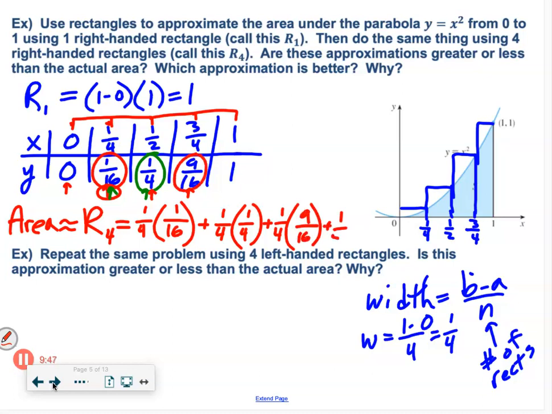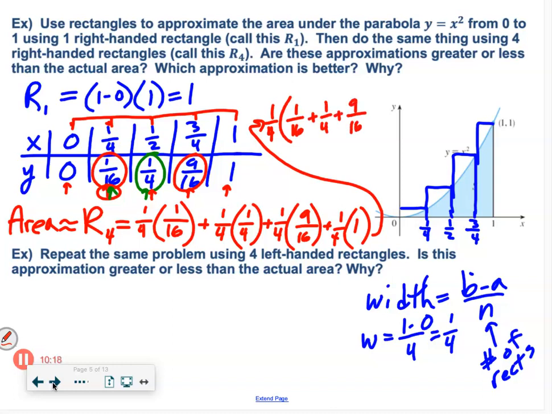And then the last y value here and here, you pick the one on the right. One of the other things that you're going to get used to as you work these problems is if all of your rectangles have the same width, then you can just write the width once and factor it out. For space, I'm going to say that this is the same as 1/4 times (1/16 plus 1/4 plus 9/16 plus 1). That's our R sub 4.